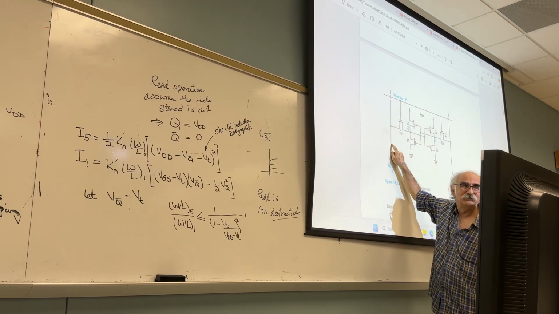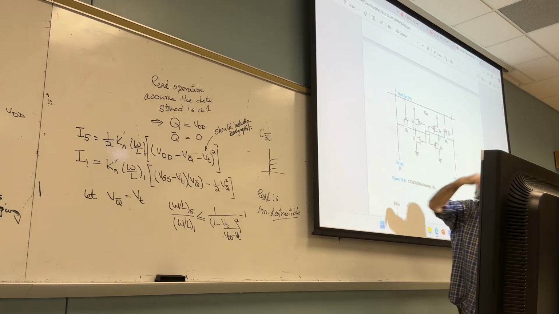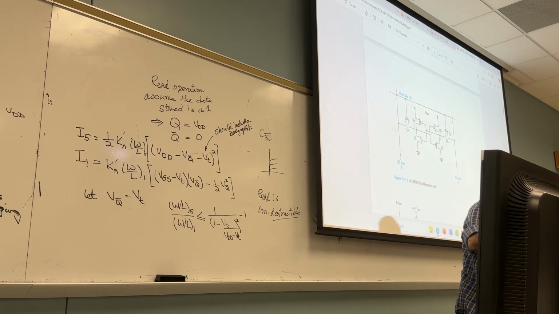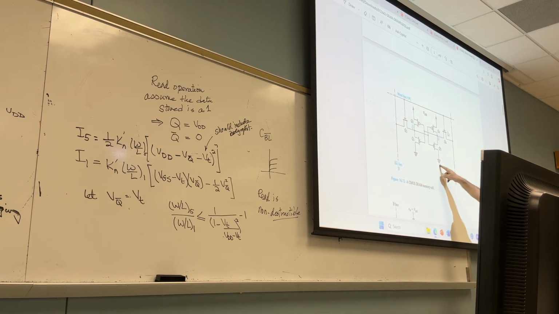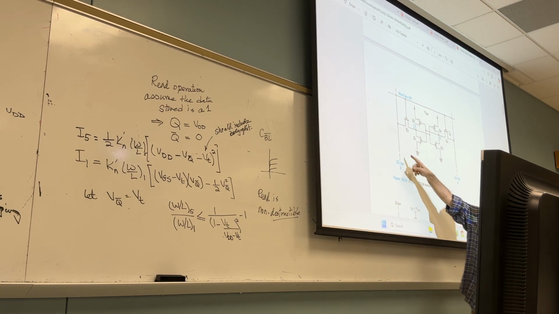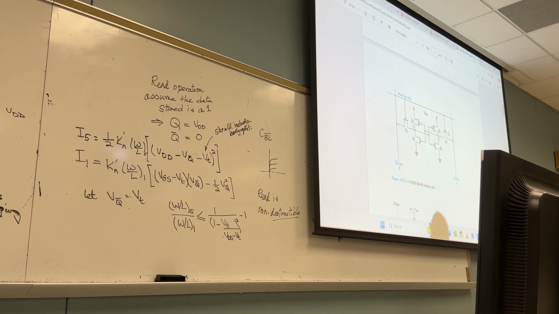Did you get it or not? How much did it go down? How much is the threshold of this one? Roughly 0.2, 0.3 volt. You follow me or not? This one will go roughly around what? 0.2, 0.3 volt. Which is enough for the sensor amplifier to what? To detect it. To detect a voltage difference.